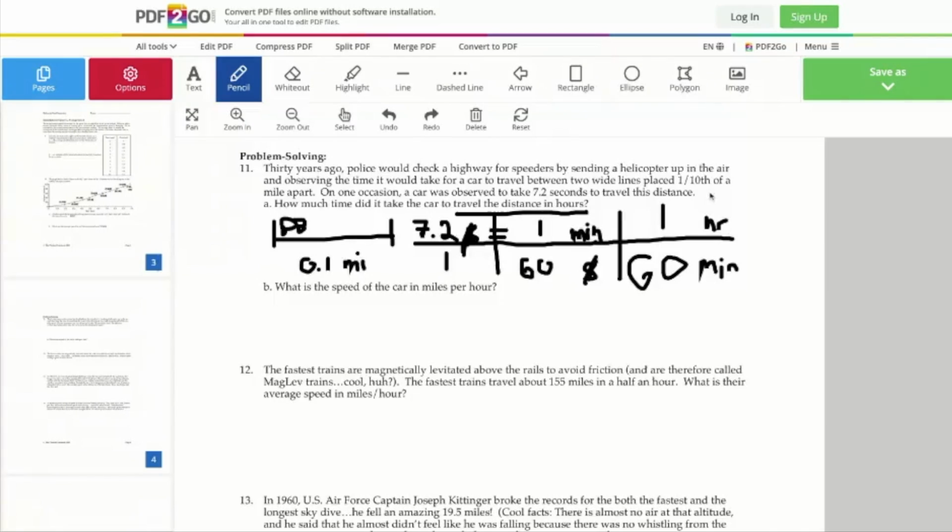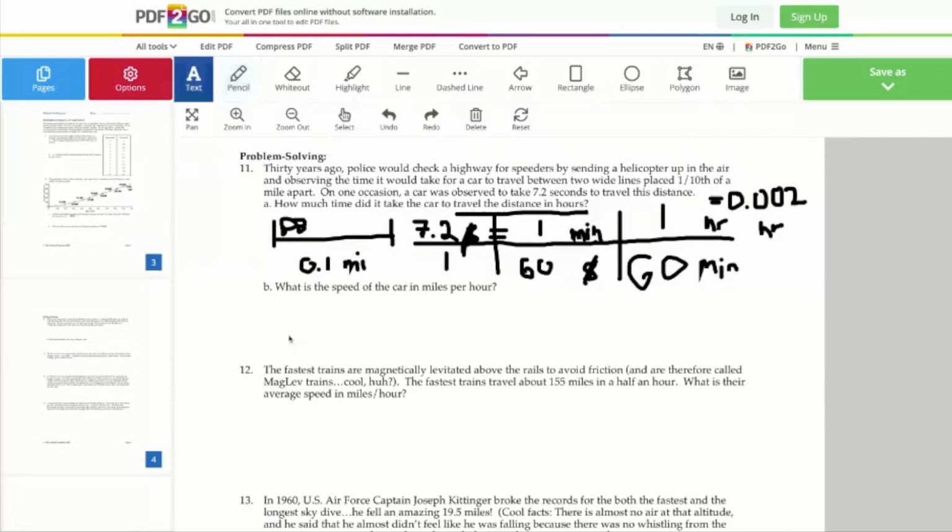It takes this car 0.002 hours to travel 0.1 miles, sorry. Yeah, 1/500. So what is the speed of the car in miles per hour? So now that we know the time in the units that we want, can we calculate speed?